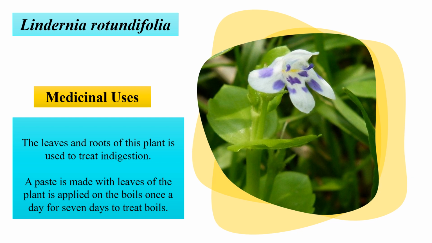Next is Lindernia rotundifolia. It is also an annual erect herb. They are mainly found in marshy areas near water bodies like streams, lakes. The flower is very beautiful, white in color with small patches of blue color, and they are medicinally used in treating indigestion, mainly the leaves and root of Lindernia rotundifolia. The paste of the leaf is applied on boils once in 7 days to treat boils.